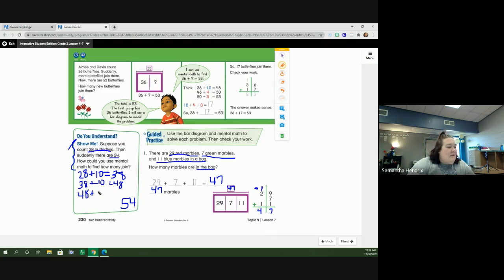Plus 6 equals 54. But I have to know how many I took from 28 to get to 54. So that's where we're going to take 10 plus 10, 10 plus 10, 10, 20, plus this, 6, so 26. So 28 plus 26 equals 54, okay? That's just showing how to do that. Pause, write that down.